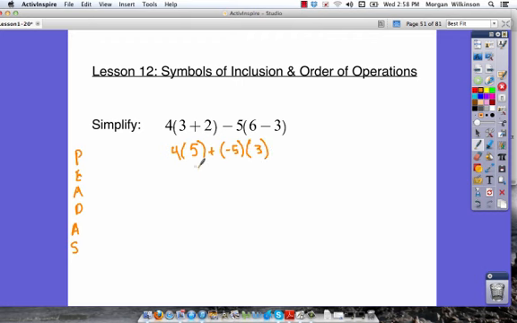And then we can go ahead and solve. 4 times 5 is 20. And then we've got negative 5 times 3, that's going to be negative 15. So we've got 20 plus negative 15, that must give us our final answer of 5. So the problem looks fairly complex as we start, but we do everything inside the parentheses first, and then we multiply, and then we add to find our final answer.